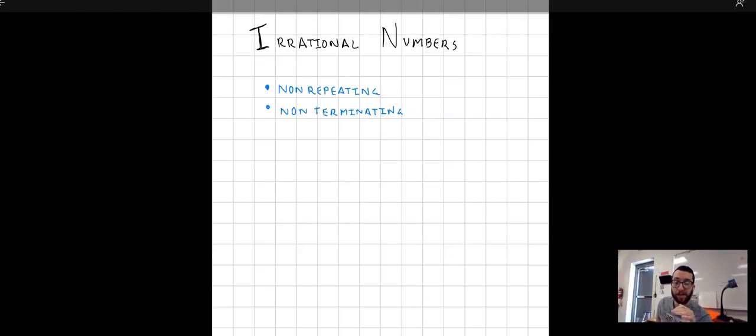And so irrational numbers, they're decimals that don't repeat and they don't terminate. What I mean is, a repeating decimal would be like 0.3333. It goes on forever. Sometimes you see we put the little hat on top. That is a repeating decimal.